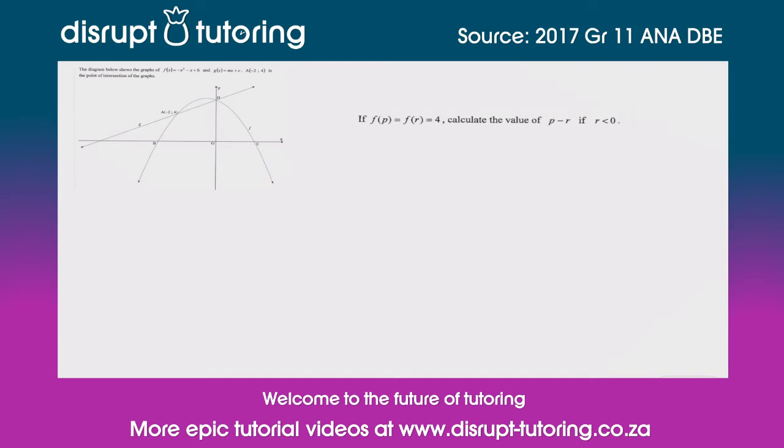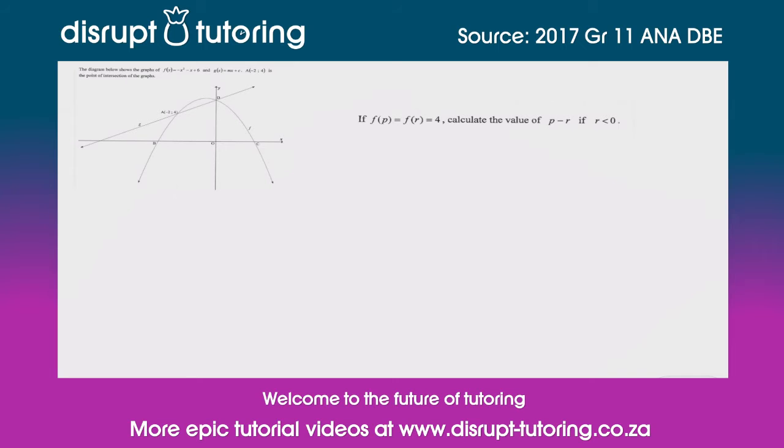Now, the question they've given us here is if f of p equals f of r equals 4, calculate the value of p minus r if r is less than 0. All right, so what does this mean? So when we look at f of p and f of r, we're essentially saying that f of p and f of r are essentially points where y equals 4. Okay, what do I mean by that?